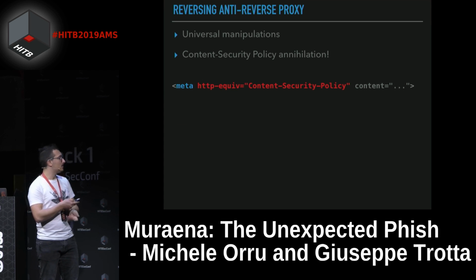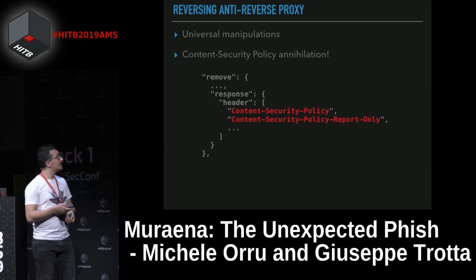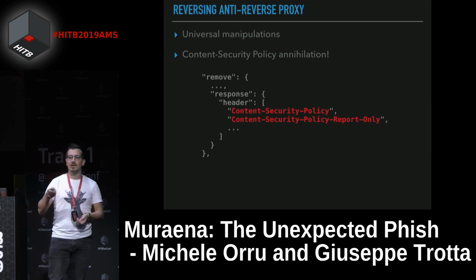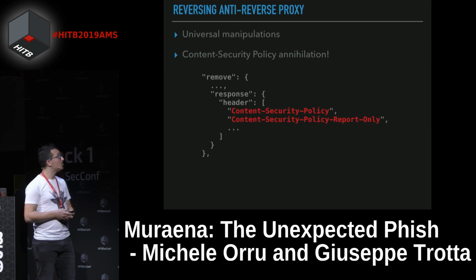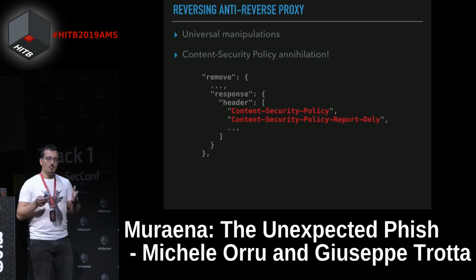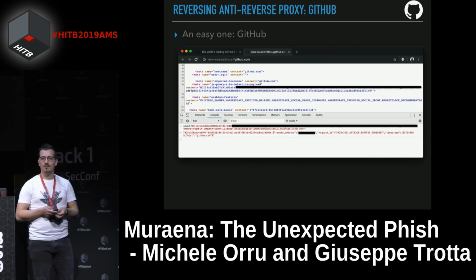Or also the meta attribute, which is the content of the security policies. You see here, it's commented, and then you can just delete this. And in a similar way, we can remove the content security policy headers. So in this way, we can inject other resources, so we can act badly as we wish. So these are more the generic ones. Now let's see something about real vendors.